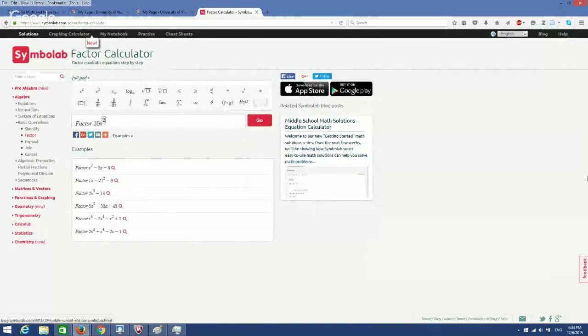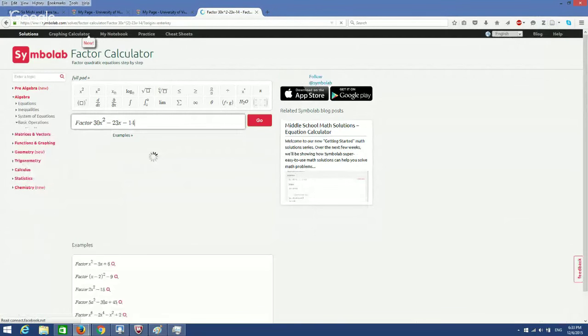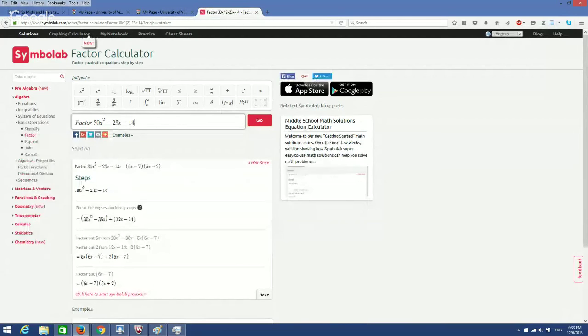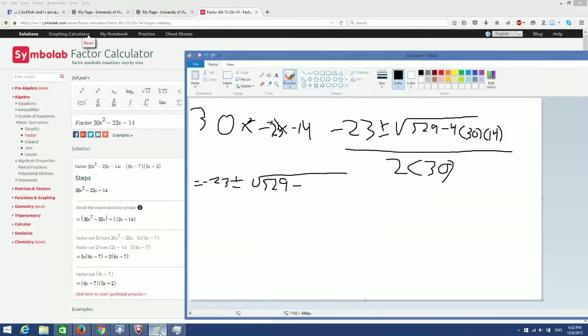30x squared minus 23x minus 14. And I get, because the thing is that I'm getting imaginary numbers out of this. Okay, so yeah, we're going to have to go with this particular technique. Here's where we're going to have to go with the original problem again, not the shortcut that I was working with earlier. Because that shortcut technique, the quadratic formula, doesn't work with all of them, but it should work.